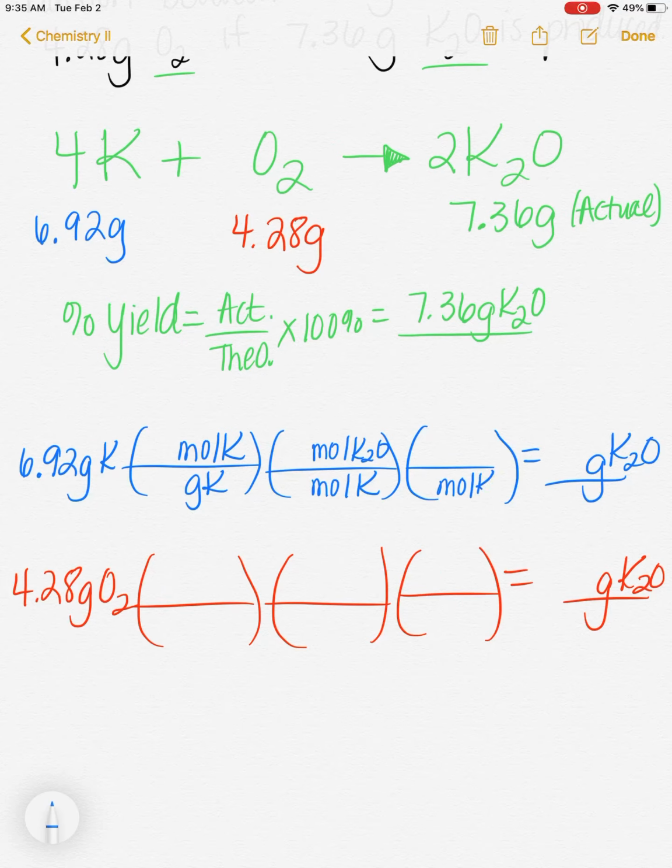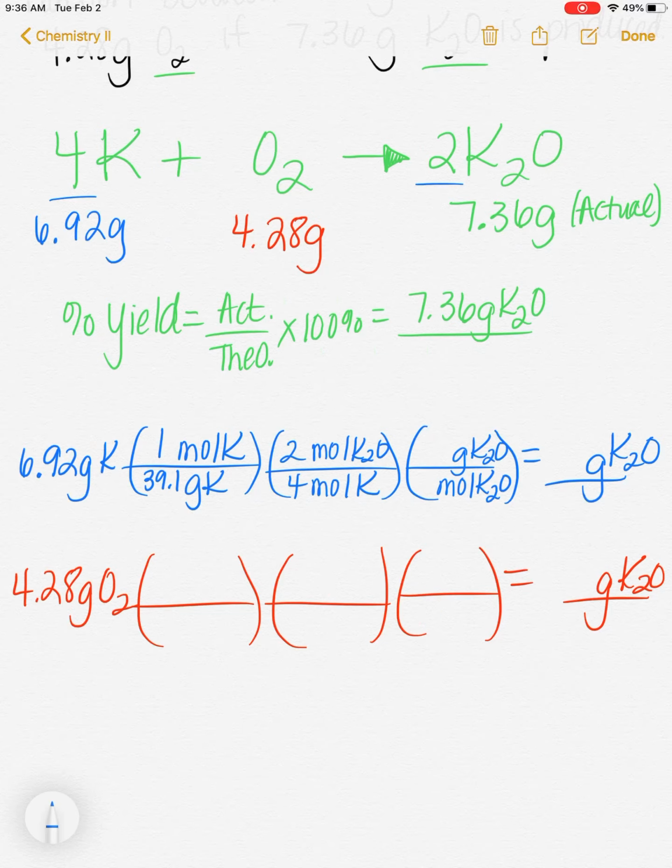I do not want an answer in moles of K2O though, so I'm going to put that on the bottom, and I'm going to put the units of K2O on top. So if I go back and start adding numbers, in the first factor, I would put a 1 with the moles, and then I look up potassium on the periodic table. It has a mass of 39.1. To go from moles to moles, I have to consult a balanced equation. So I look up here and I've got a coefficient of 4 in front of potassium. I have a coefficient of 2 in front of K2O.